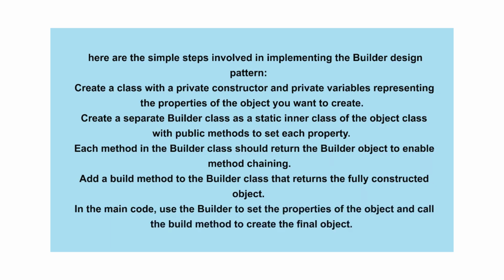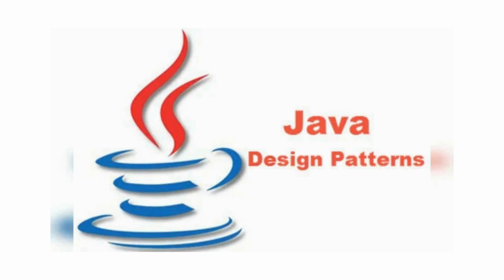In the main code, use the builder to set the properties of the object and call the build method to create the final object. I hope this video has been helpful in explaining these design patterns in a simple and easy to understand way. Thank you.